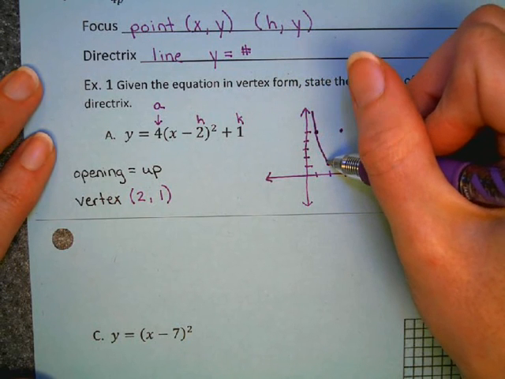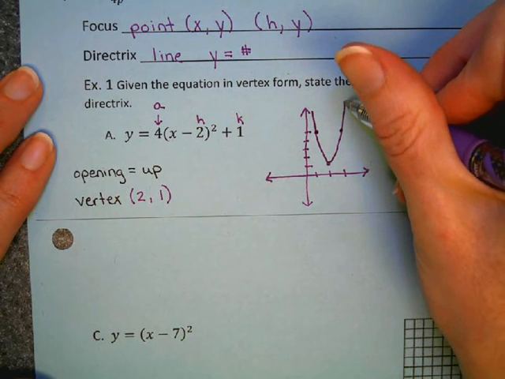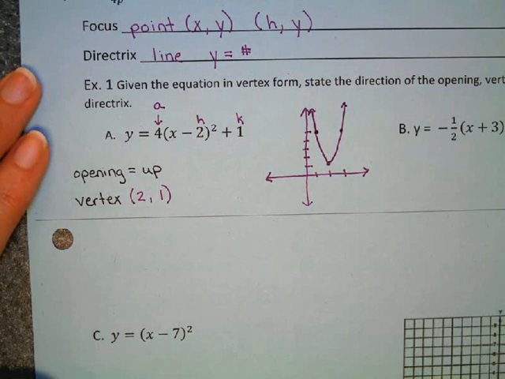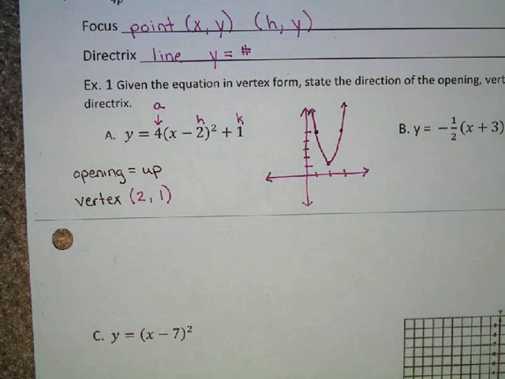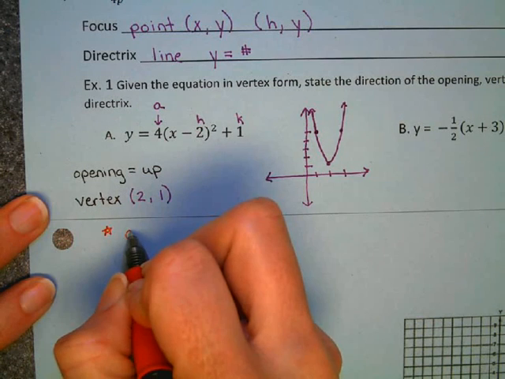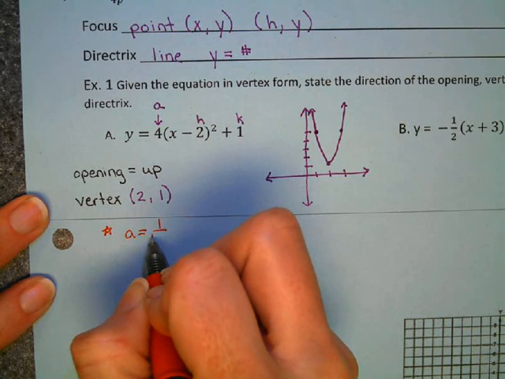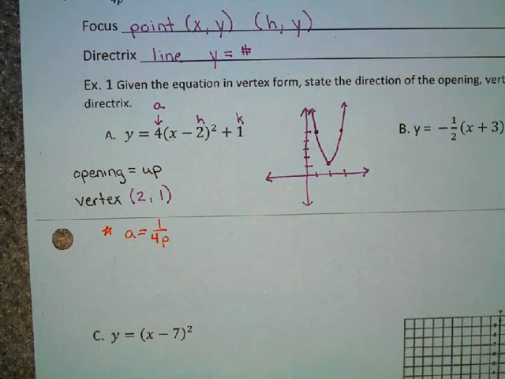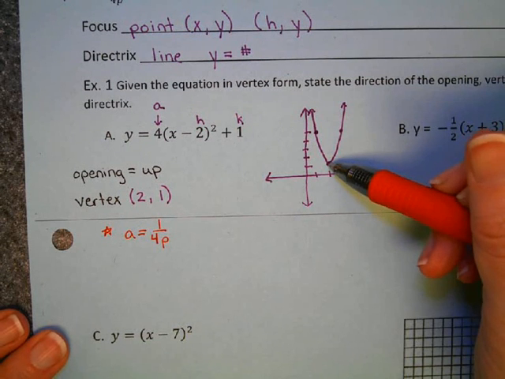I just want to sketch the graph to give you an idea what the shape is. So we now know it's going up, we have its vertex. In order to find the focus and directrix, we need to solve for P. So we're going to use that formula from above. The formula is A equals 1 over 4P. In this case, we know the A, but I don't know the P. I don't know the distance from the vertex to the focus, or from the focus to the directrix.